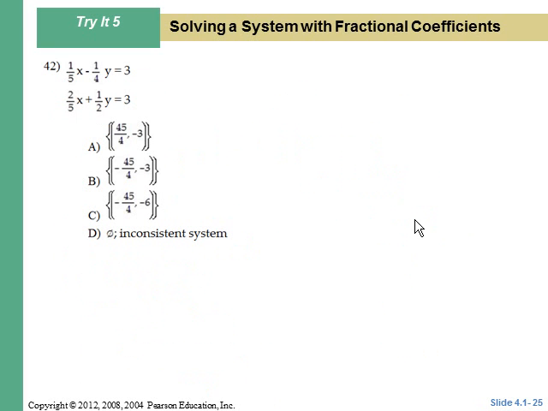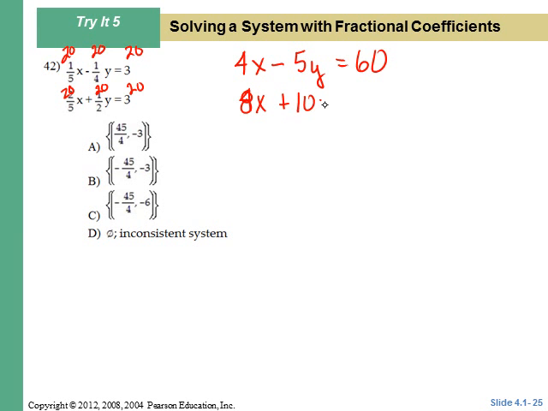If you have both equations with fractional coefficients, I would multiply the top equation by 20 and the bottom equation by 20. And I get 1/5 of 20 is 4, 1/4 of 20 is 5, 3 times 20 is 60. 1/5 of 20 is 4, 2/5 of 20 is 8, 1/2 of 20 is 10, and 3 times 20 is 60.